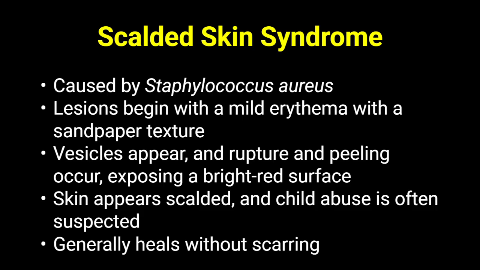For the NCLEX-PN, remember these key points. Staphylococcus aureus toxins cause widespread skin peeling. Early lesions feel like sandpaper before blistering develops. Fragile blisters rupture easily, exposing a bright red surface. The condition can resemble burns or child abuse, but generally heals without scarring. Treatment includes IV antibiotics, hydration, pain control, and careful skin care.